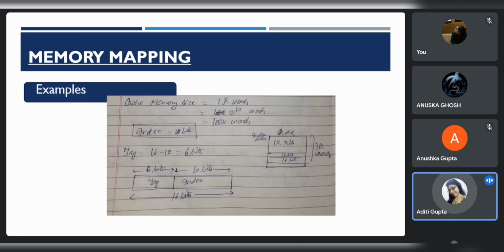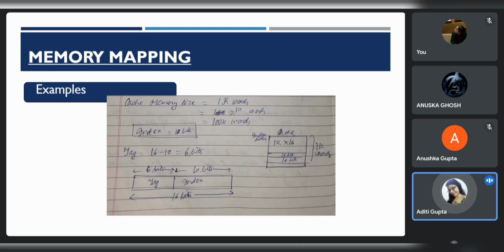Now it's given that cache memory size is 1K words. From here we get the number of words. So the 16-bit address is divided into tag and index. 1K words is equal to 2 to the power 10 words. So index is of 10 bits and tag is of 6 bits.